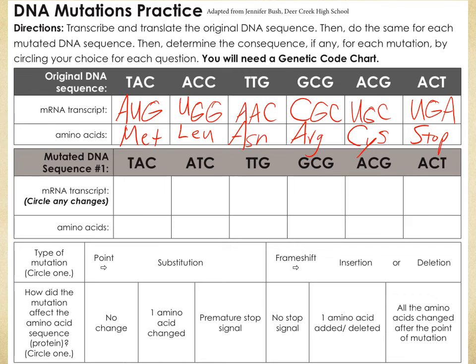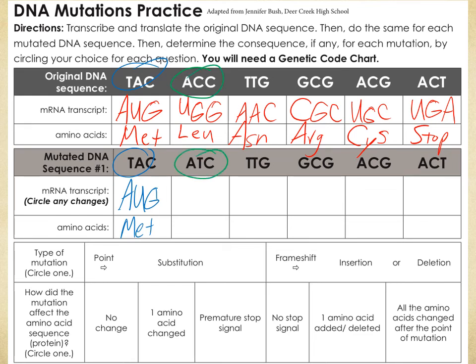Now we have our mutated DNA sequence. Looks like the TACs are exactly the same, so I'm just going to copy exactly what I had up top. It would have been AUG as my mRNA and methionine as my amino acid. It looks like this is going to be where my mutation is. It would normally be ACC, instead it's an ATC.